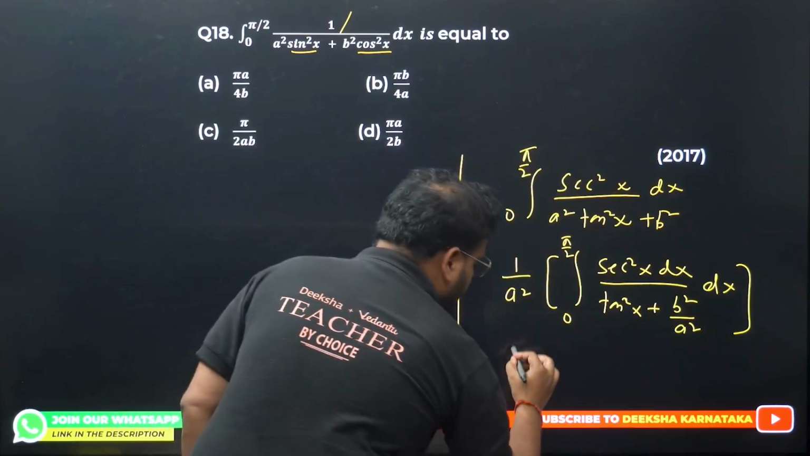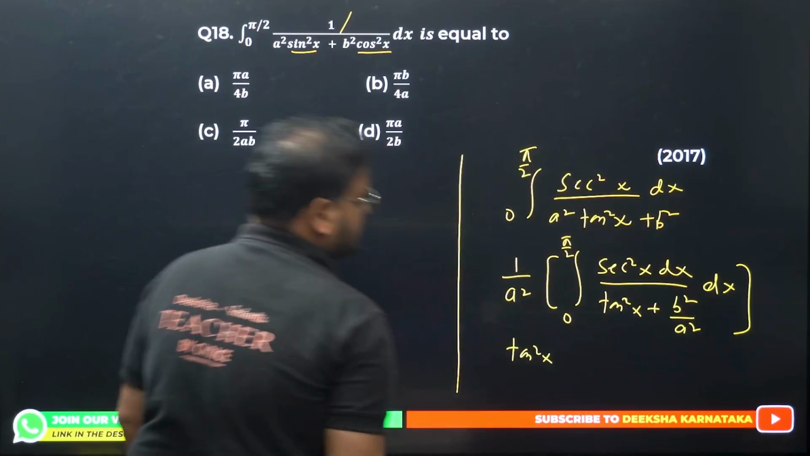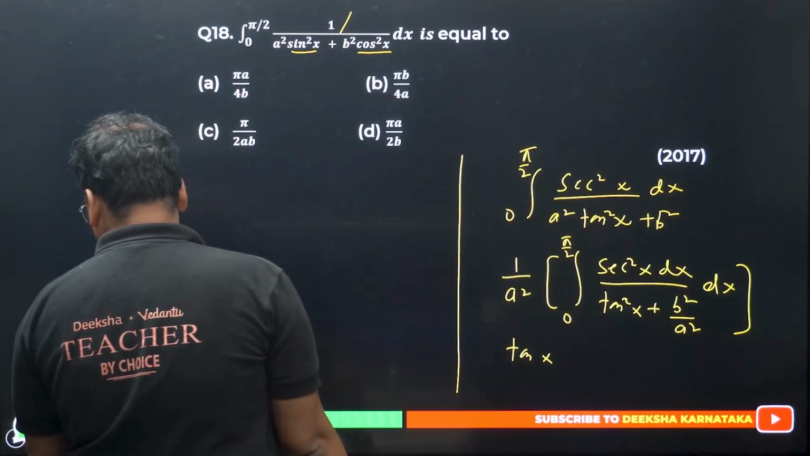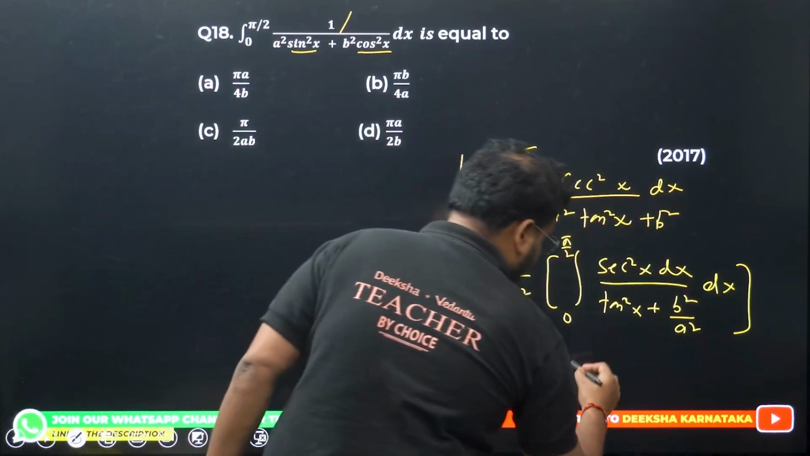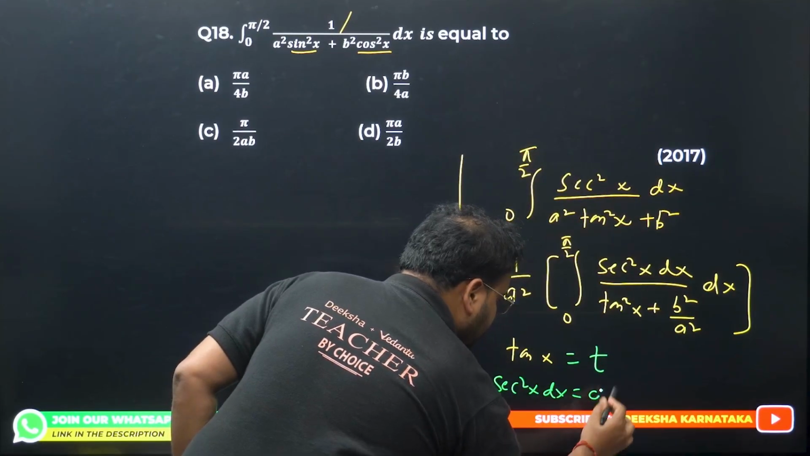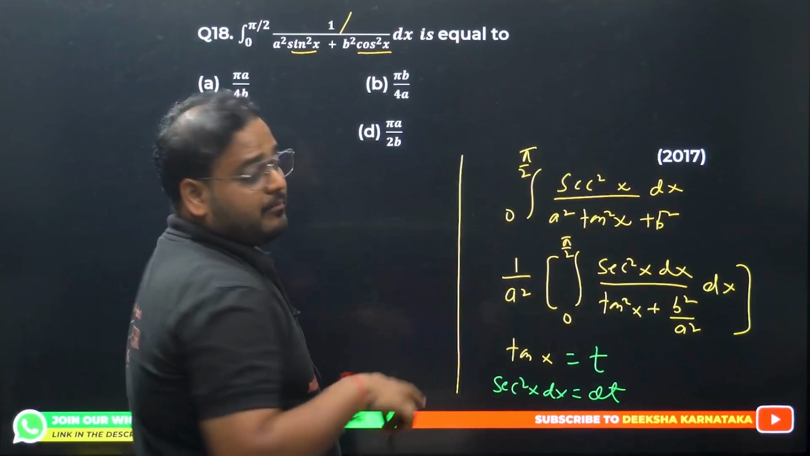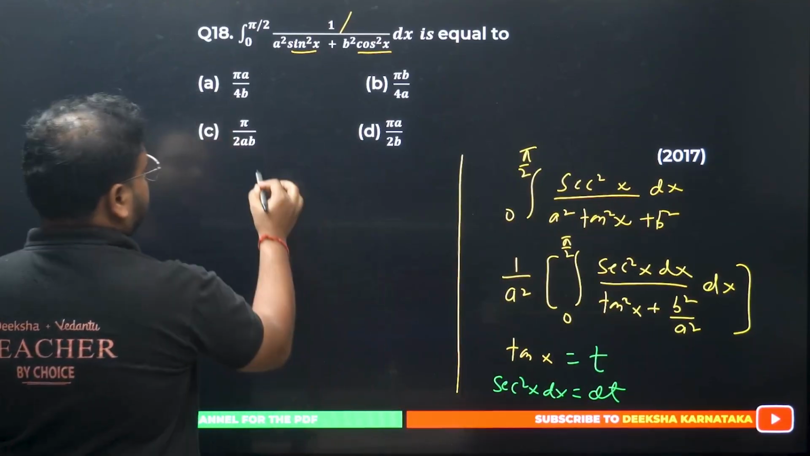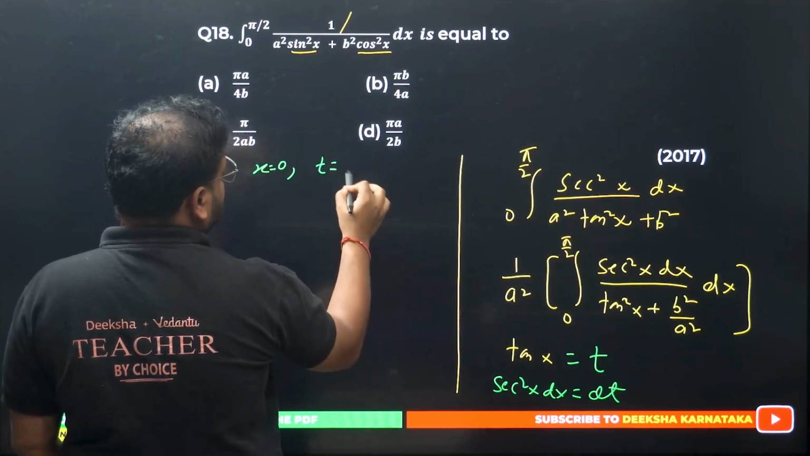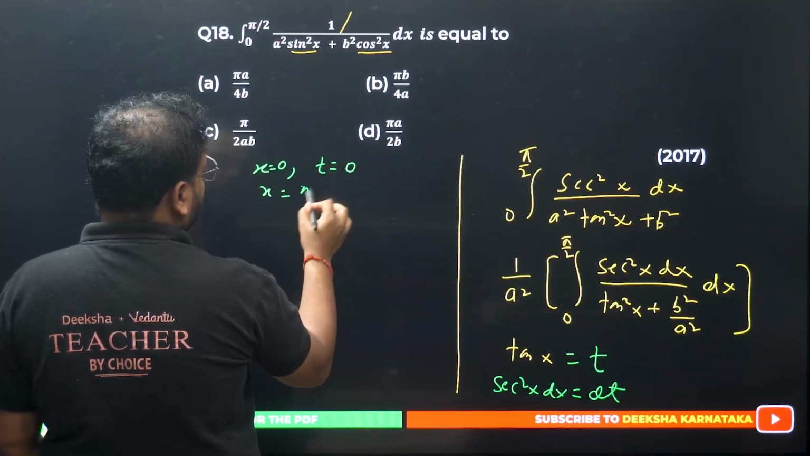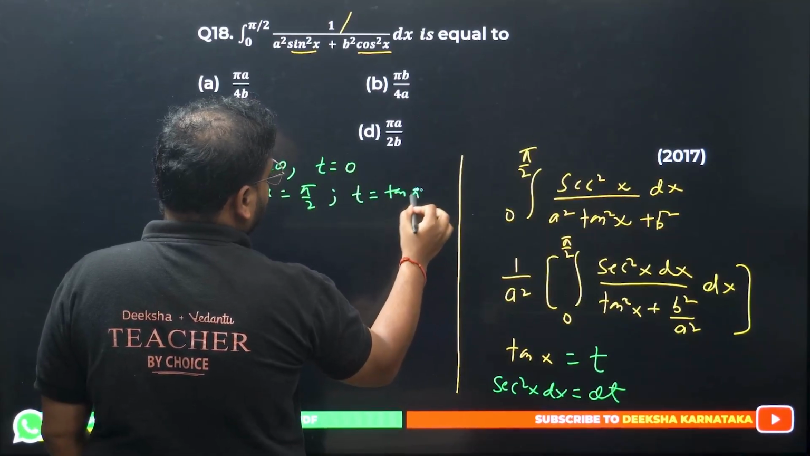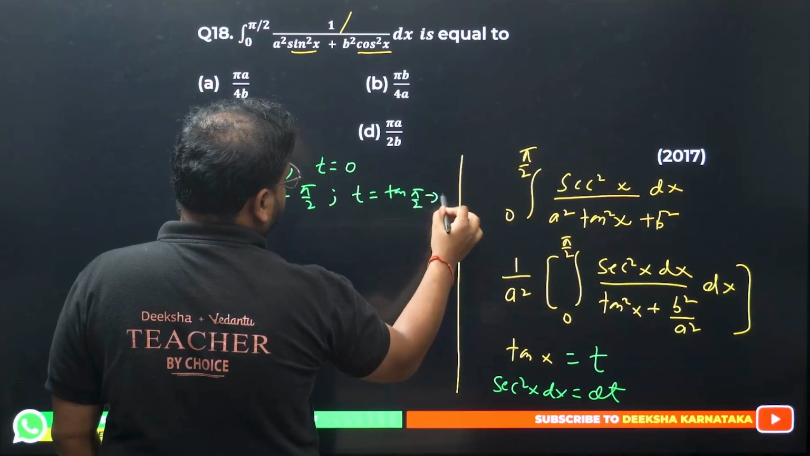You're gonna write tan of x as t. So it will become sec square x dx as dt. But in this case we have limits also, so we got to change the limit. When x is 0, t is what? Tan of x, so 0. When x is pi by 2, what is t? t is tan pi by 2. How much is that? This becomes infinity.